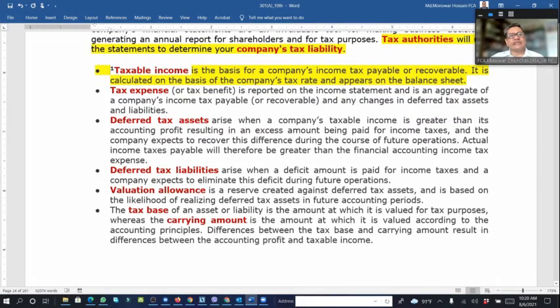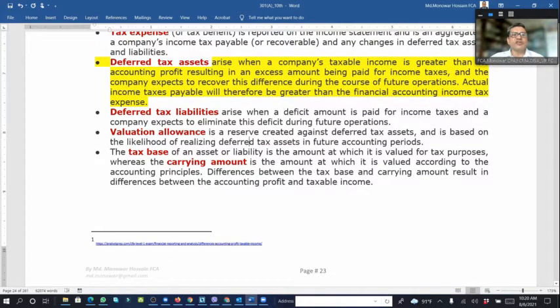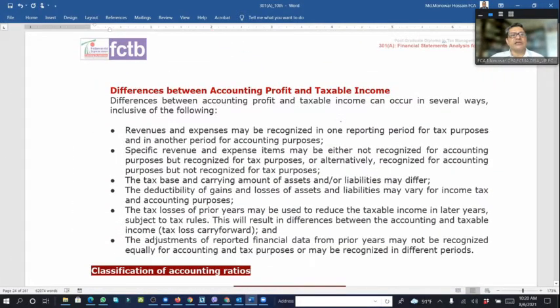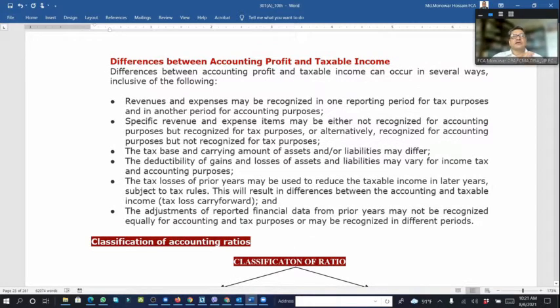And deferred tax will take one class within that item. A deferred tax asset arises when a company's taxable income is greater than the accounting profit. And there is deferred tax liability, valuation, tax carrying amount, etc. So here is the difference between accounting profit and taxable income. We know our accounting profit and taxable profit are not the same.